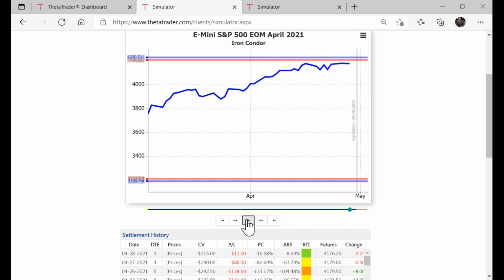Back to yellow, back to orange. You're getting whipsawed a little bit here. And then it turns red. Too much risk, get out of the trade. So that trade would have ended up losing money if you followed the risk thermal indicator and that signal. But now let's look at the Dragonfly.